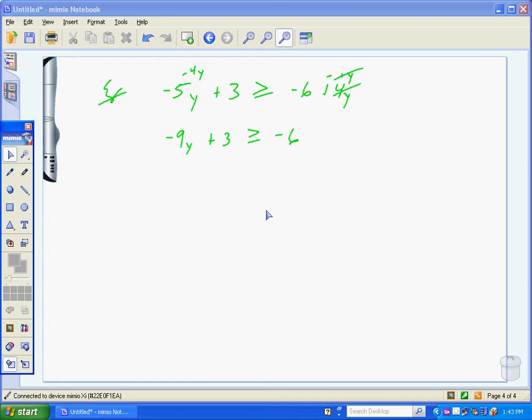What do I got to get rid of here? So how am I going to get rid of this? I'm going to subtract it, and we're allowed to subtract and add all we want across an inequality sign. I'm going to keep emphasizing that because something's going to happen here real quick. Negative 6 minus 3 is negative 9. Now, how do I get rid of that negative 9 with the y?